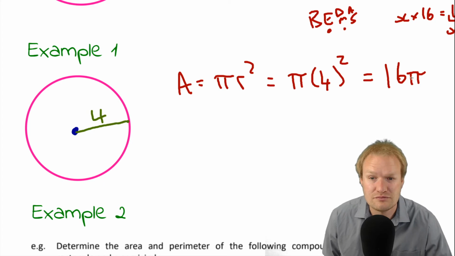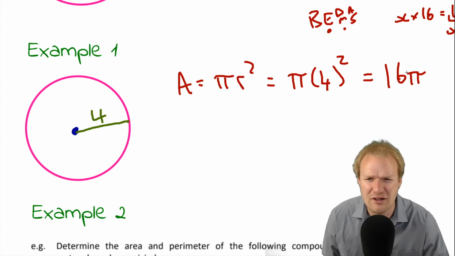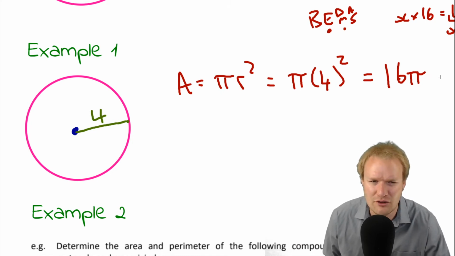And that's it. Pi is 3 comma something. So 16 times 3 comma something is about 50, say, this whole thing. But we leave the pi and we don't want to round off. And our units, well, we don't know what the units are, so we're just going to write u for units. And its area, we're going 4 units times 4 units, so units times units, units squared.